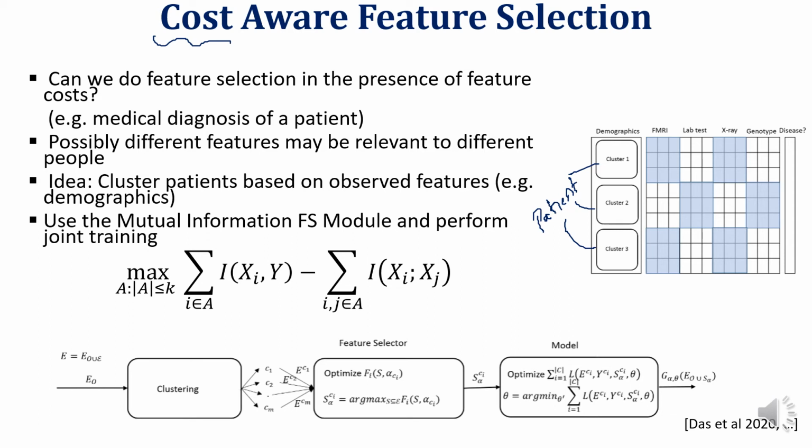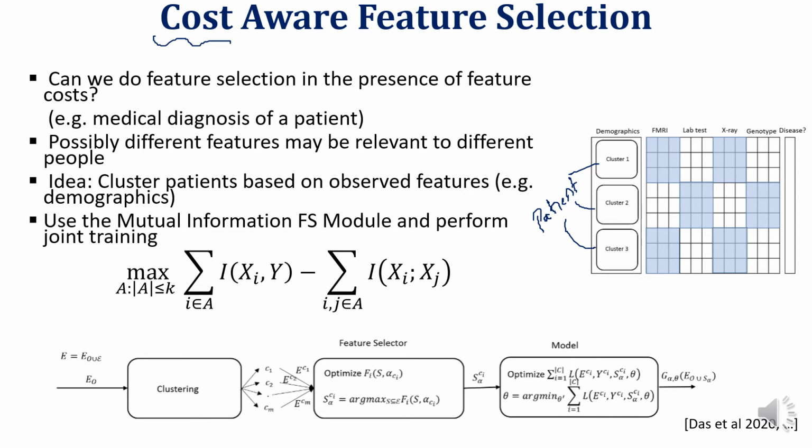As already stated, possibly different features may be relevant to different people. So now on the patient clusters, you use the mutual information feature selection module and perform joint training. Basically, you again use MRMR. There's an additional component here where you're also concerned with the cost. So there's a cost-aware feature selection.